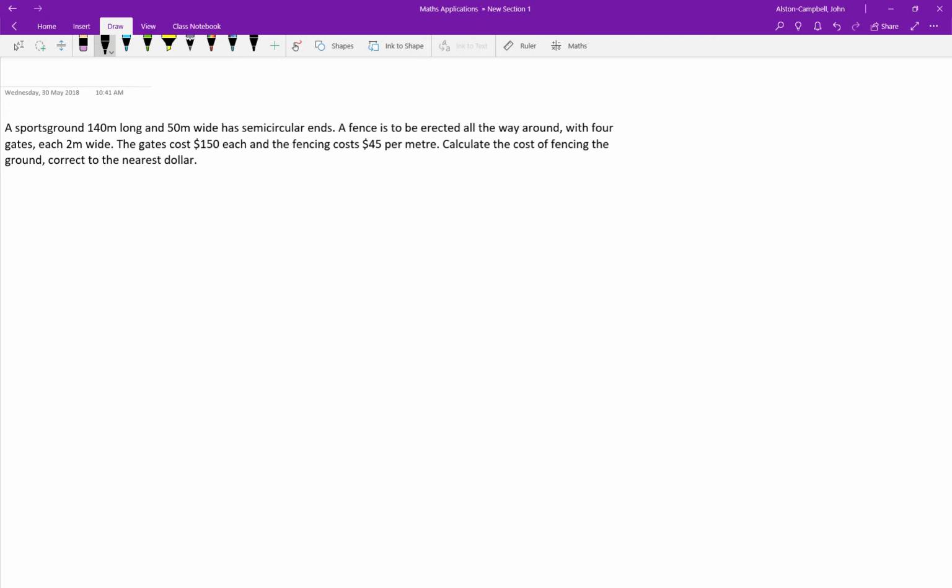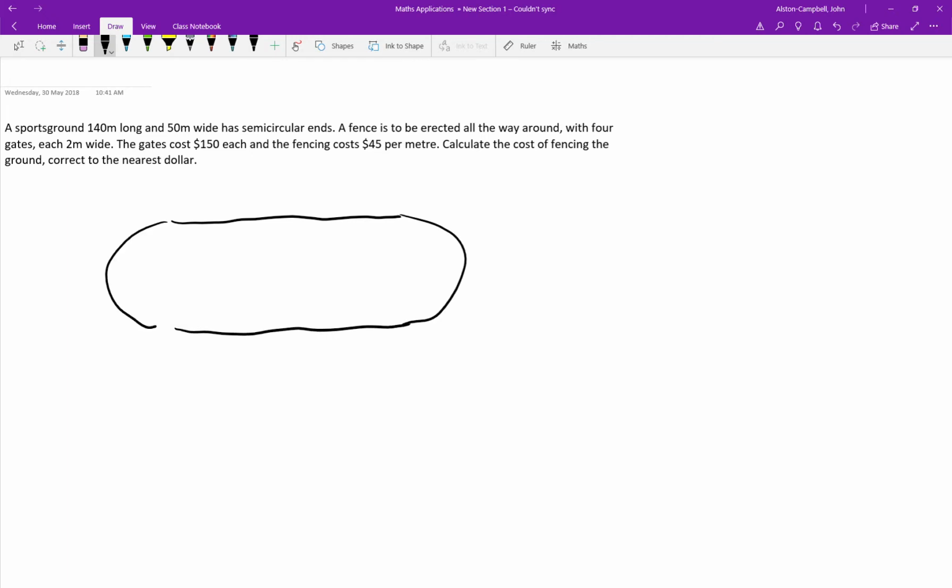So let's see if we can draw that. So we've got a sports ground with semicircular ends. Now, the length is 140 metres and the width is 50 metres.